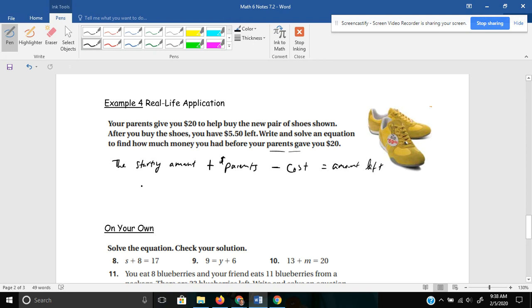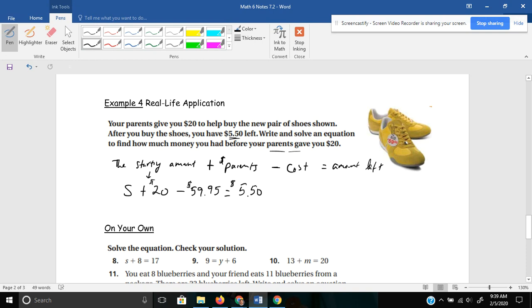Let's substitute into this equation what we know. Do we know how much money we had to start? No, let's call that S for starting money. Plus the money your parents gave you, we know that's 20. Minus the cost of the shoes. Well, the cost of the shoes, it's a little bit maybe tricky to see, but it was $59.95. Add in a few labels here. Should equal how much money we have left, and we had $5.50 left, is what it tells me.